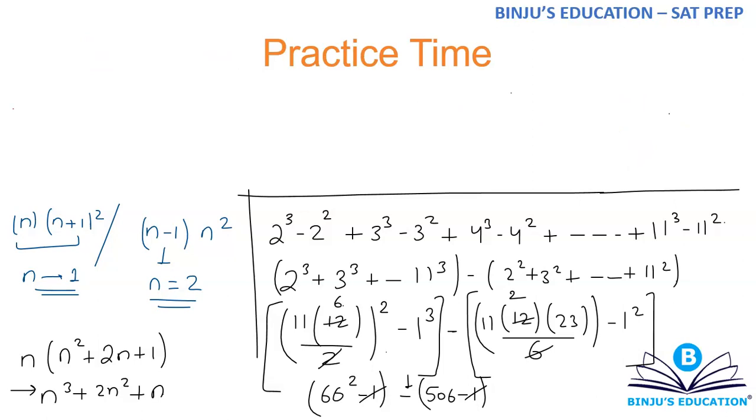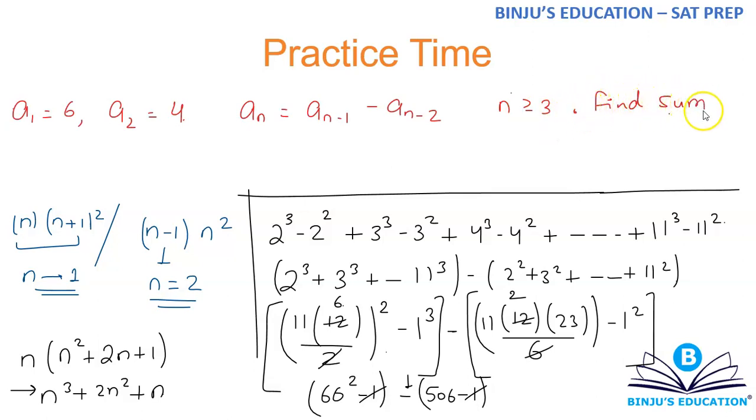So the question is, A1, the first term of a series, is given to you as 6. I'm not giving you the entire statement because first I want you to understand the concept, and then once you have the entire statement you can solve it. That's not a problem. First term is 6, second term is 4, and the nth term of a series is nothing but an minus 1 minus an minus 2, where n is greater than or equal to 3. Okay, so you need to find the sum of first 100 terms.